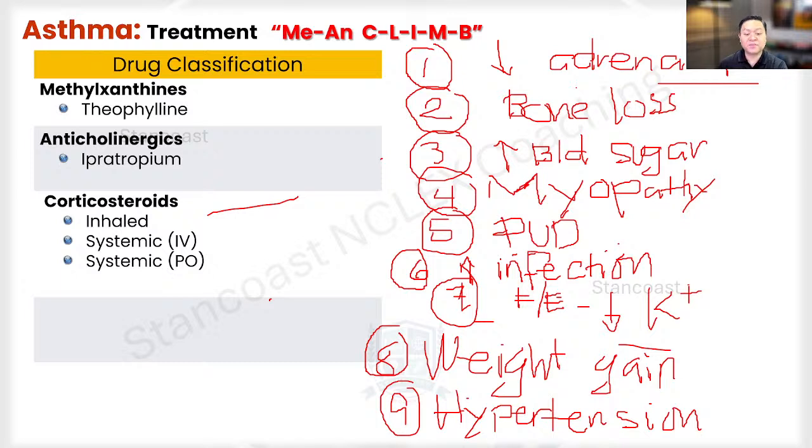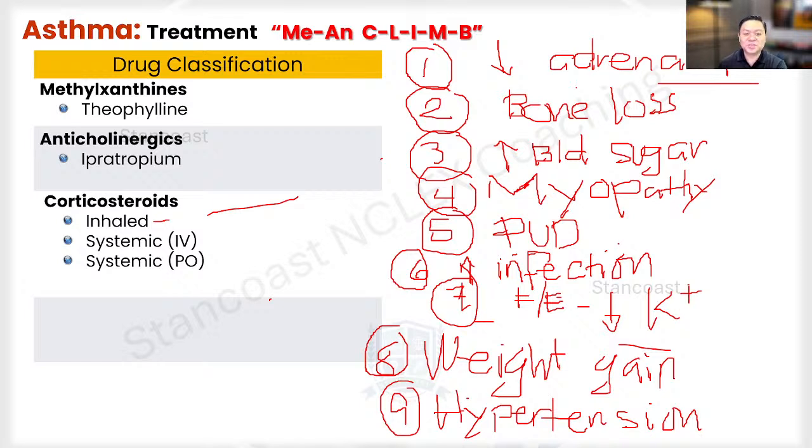There's a lot of things that you can do for this patient just for the corticosteroid treatment. All right. So what are we going to do for this patient, especially if they are taking the oral corticosteroids, or the inhaled? So what are you going to do?